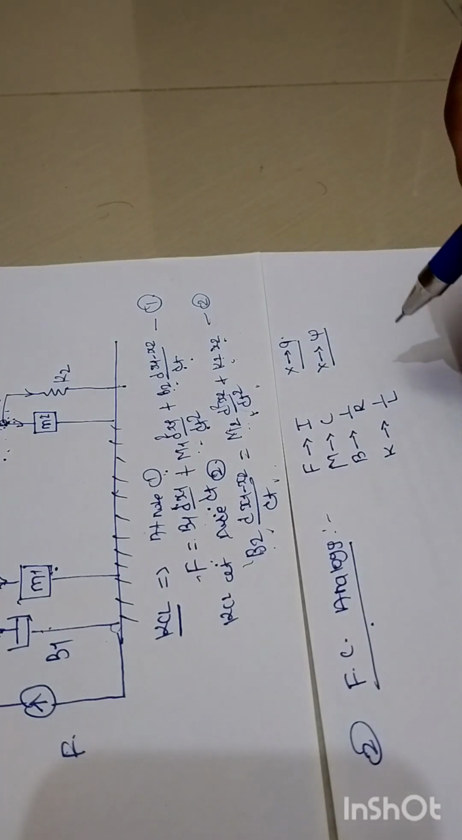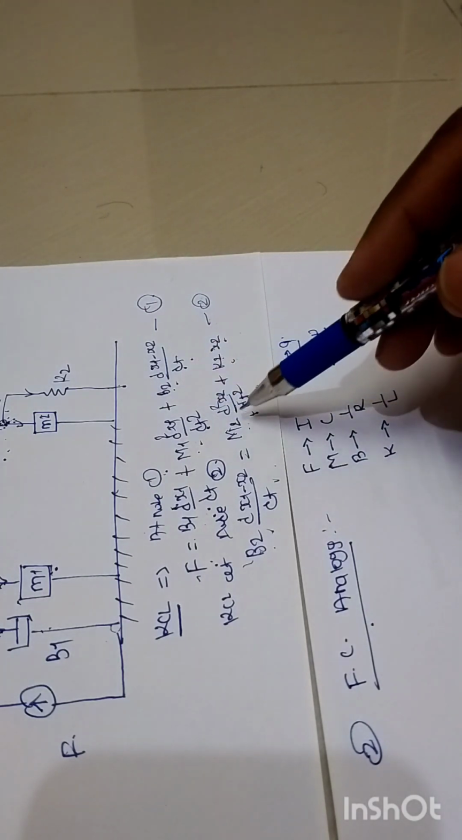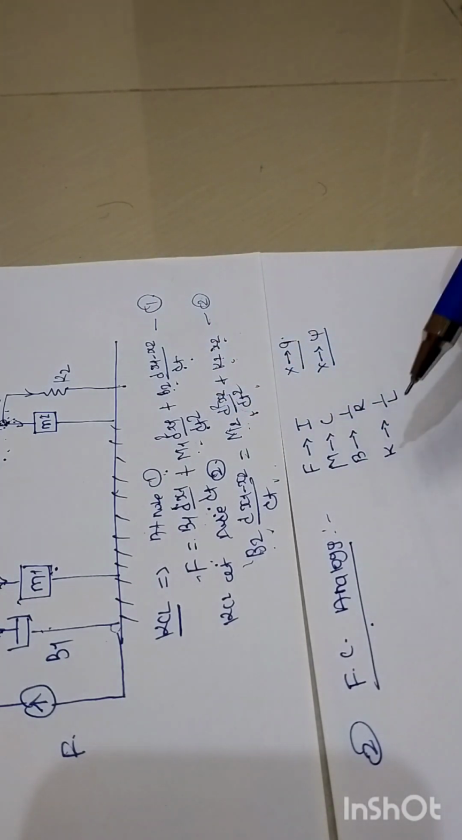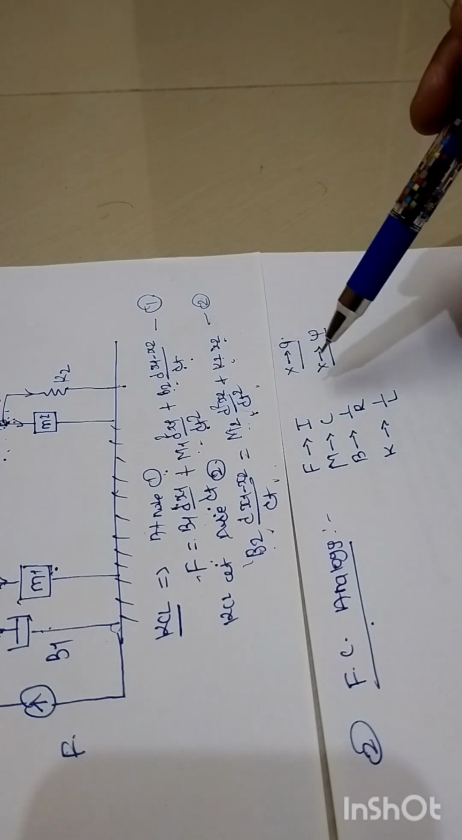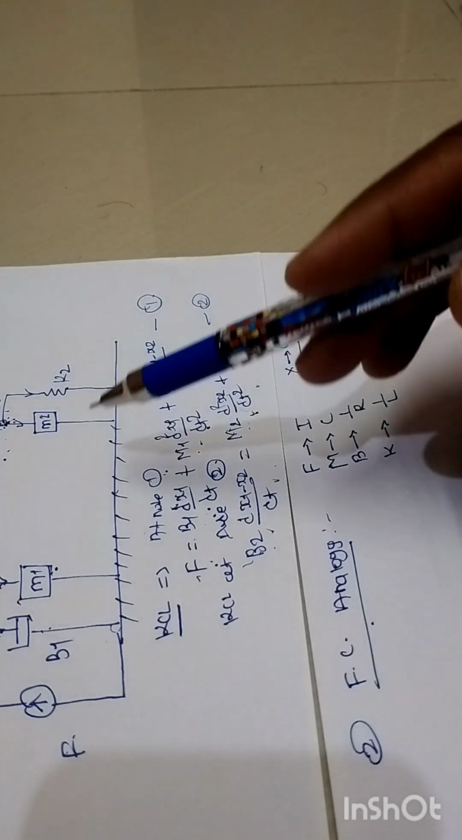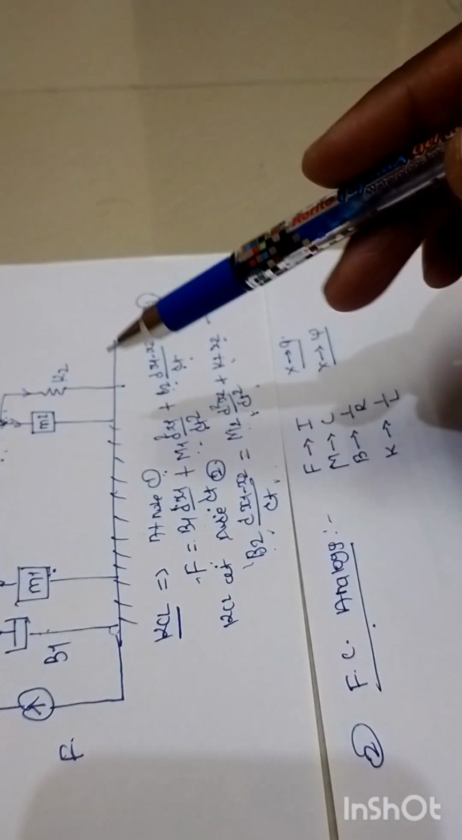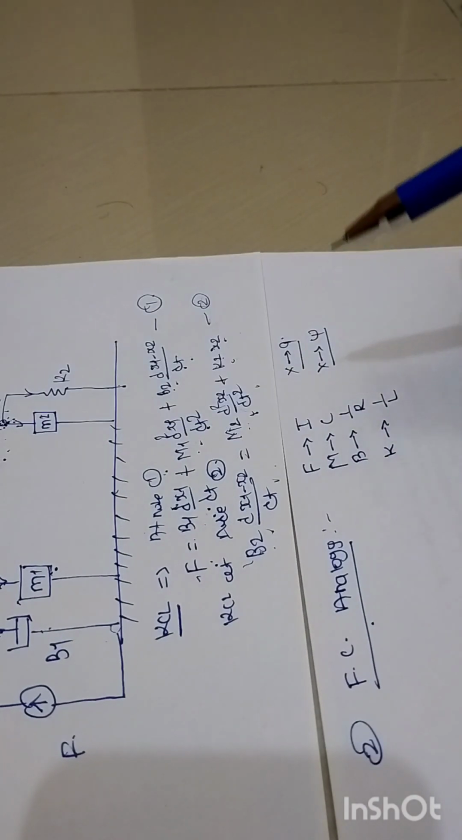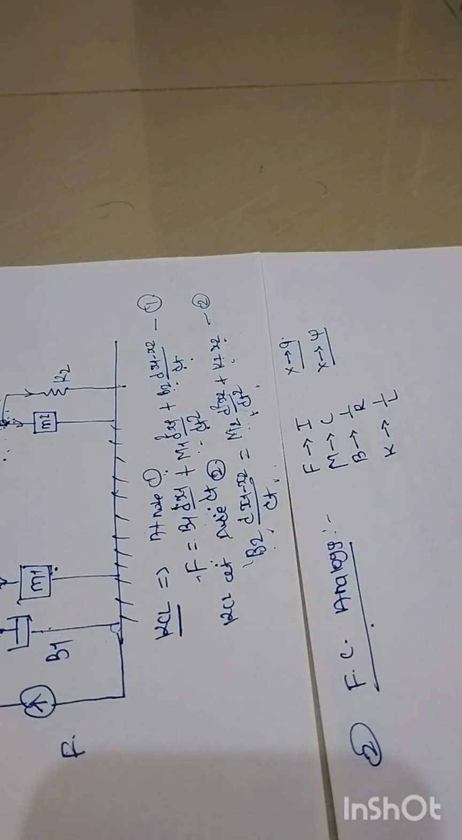By using these analogous terms, first of all we need to replace these two equations, equation number 1 and equation number 2, which were declared when we applied the Kirchhoff current law at node number 1 and at node number 2. So immediately here equation number 1 becomes, according to force current analogy, this force is no more with us, this F is being replaced by I.